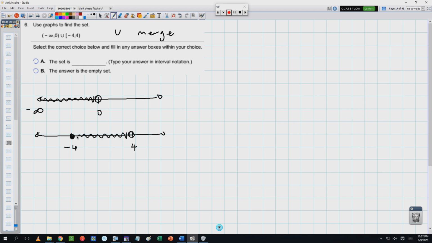What we want to do with the union is merge these two graphs together. So take the first graph, lay it on top of the second one, or take the second one, lay it on top of the first one, whichever, but you will be shading from negative infinity all the way through past the 0 to the 4 with an open circle. Your interval notation will be negative infinity to 4 with a parenthesis, choice A right there.